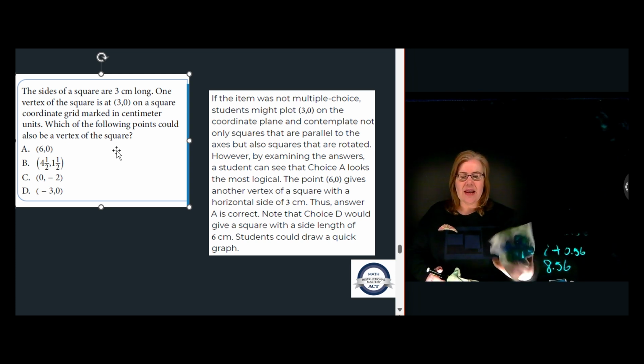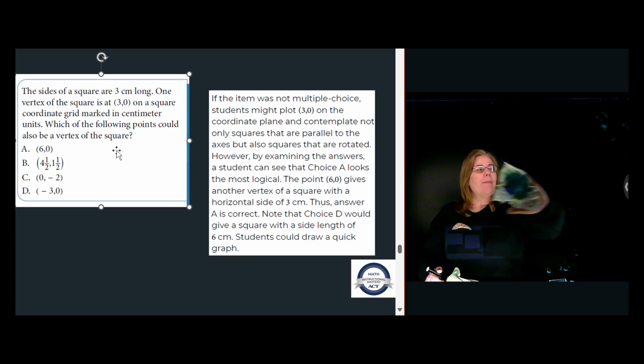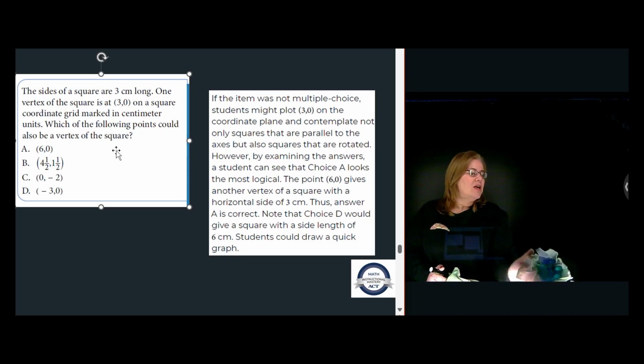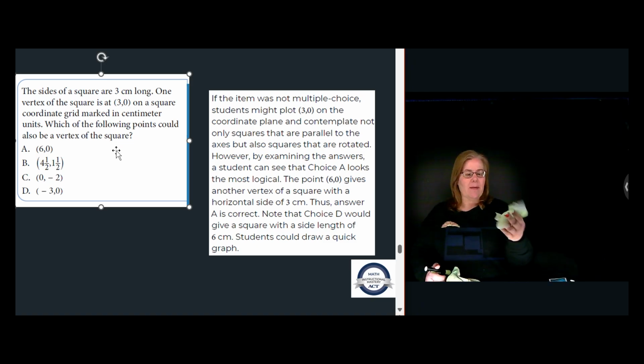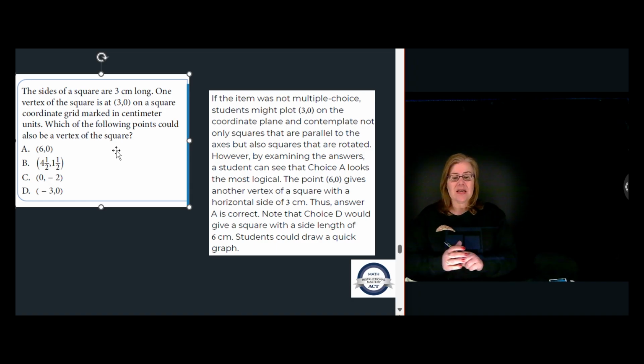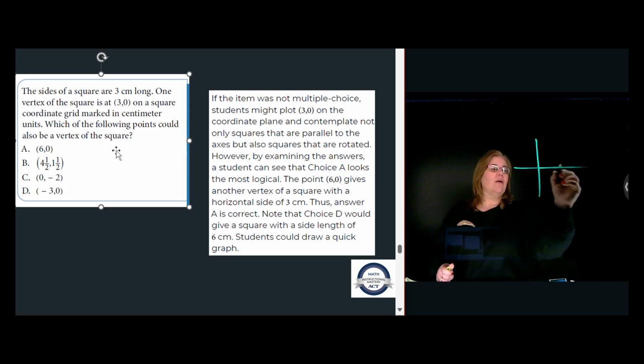Now, something we need to know is if the item was not multiple choice, we might have to do some plotting on a coordinate grid. So you also need to remember that you can do some of this backwards working, but it's easier when the questions are multiple choice. So we would plot at the (3, 0), which on here would be here.